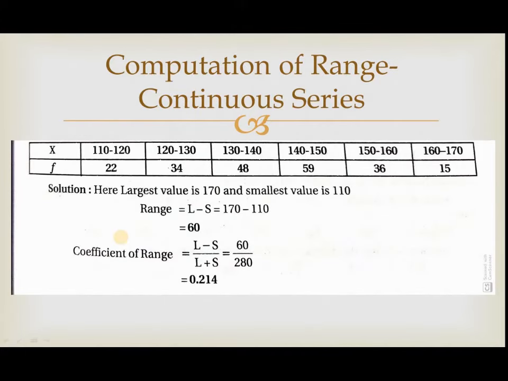Even in continuous series, the largest number means the upper limit of the last class, and the smallest number means the lower limit of the first class interval. 170 minus 110, and again the coefficient of range is the same. In the three methods, individual, discrete and continuous, there is no change. We take the least value as the smallest number and the highest value as the largest number. It means we will not consider the frequencies here.